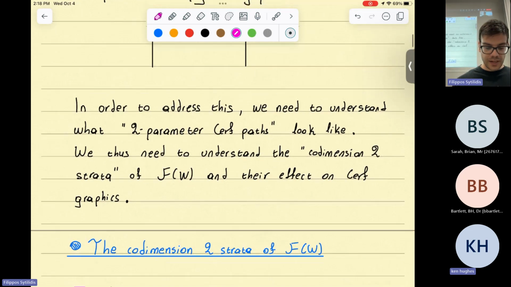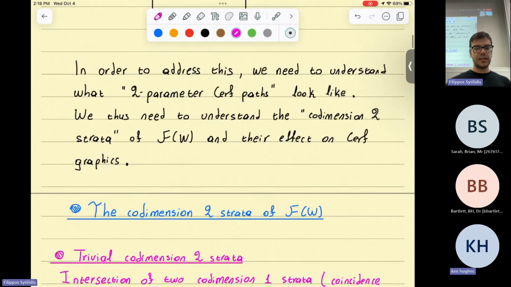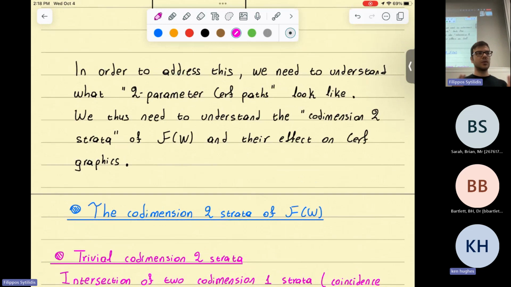And the first thing that we need to understand to be able to do that is the codimension 2 strata of the space of all smooth real valued functions on a manifold W. So we understood the codimension 0 strata and we understood the codimension 1 strata. And now it's time to go to codimension 2, which would be the last thing that we'll worry about. That's basically a recap of where we were and where we're heading.